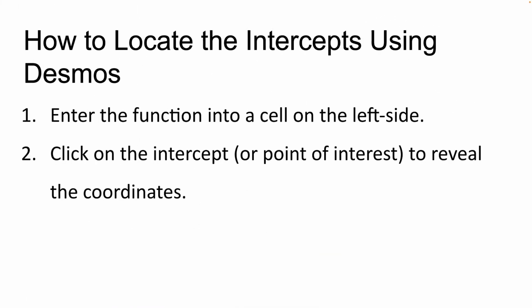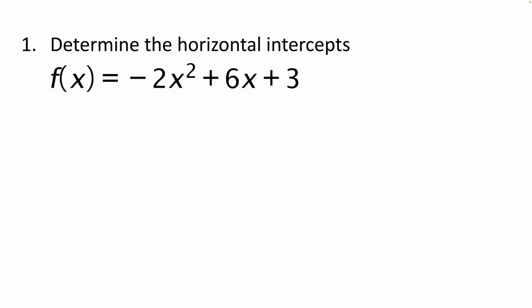Let's look at the directions on how to find the intercepts using Desmos, then we'll look at a few examples together. First, enter the function into a cell on the left-hand side. Then click on the intercept or the point of interest to reveal the coordinates. Let's take a look at a few examples. Let's determine the horizontal intercepts for the function f of x equals negative 2x squared plus 6x plus 3.